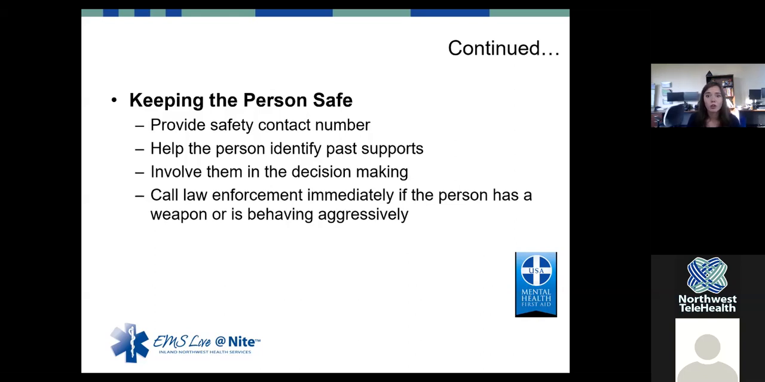also helping them to identify those past supports is important. So friends, family, who's helped you in the past? Have you ever felt this way before? Who would you feel comfortable calling? Who is there to support you? And helping them to identify that.